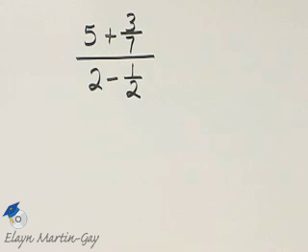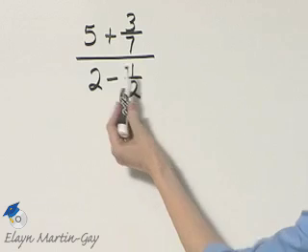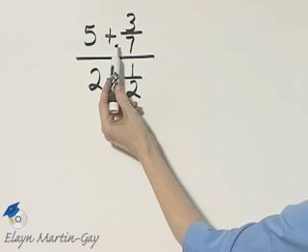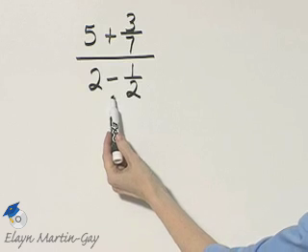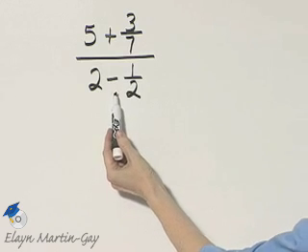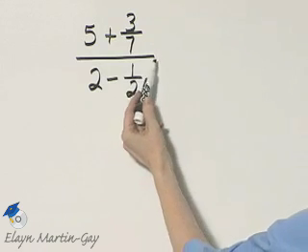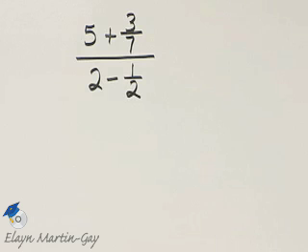Let's simplify this complex fraction. Remember, there are two methods for doing so. One, you would need to add these two fractions so that the numerator is a single fraction, subtract these two fractions so that the denominator is a single fraction, and then use the fraction bar to mean division.